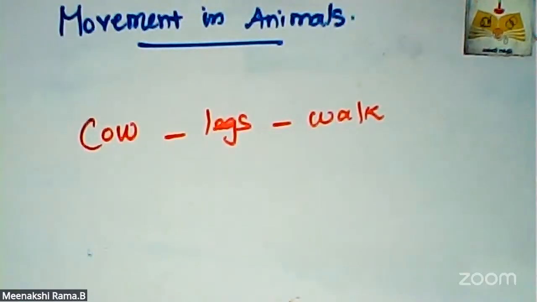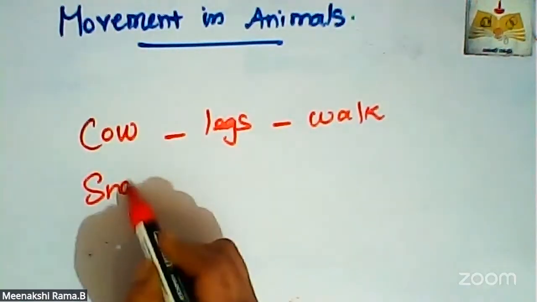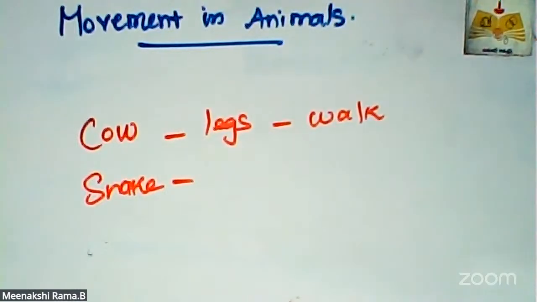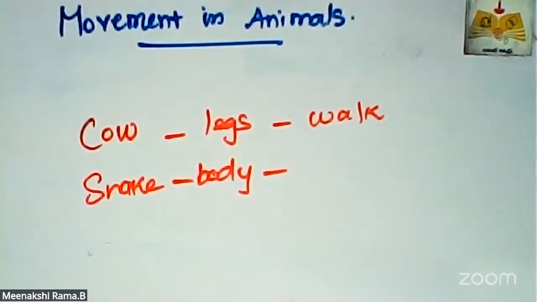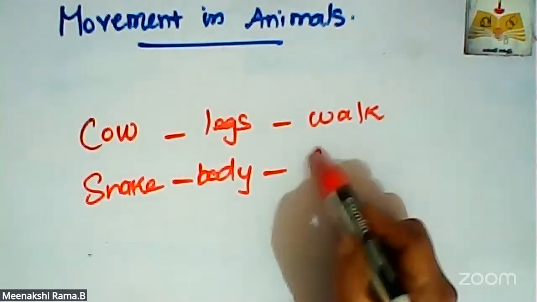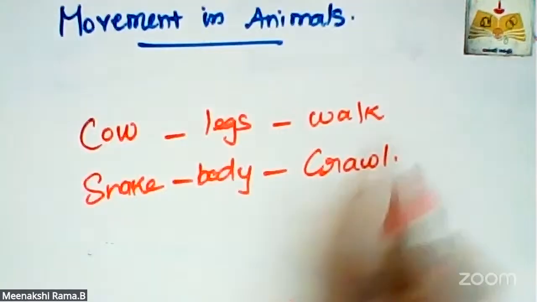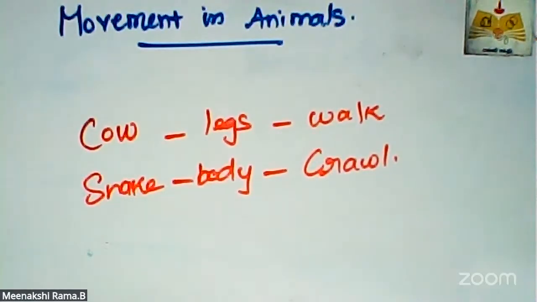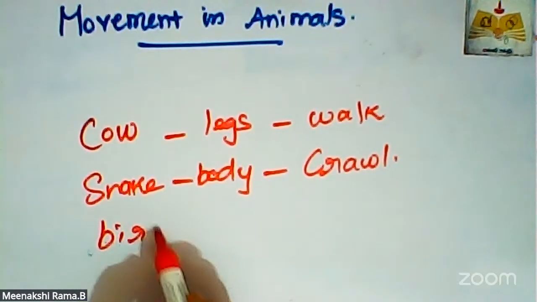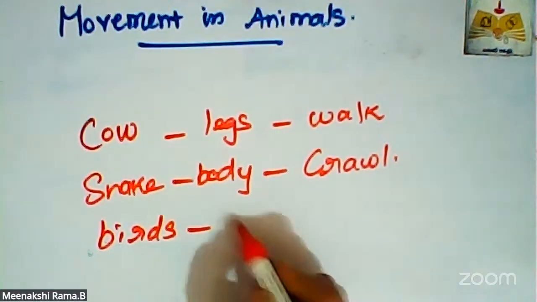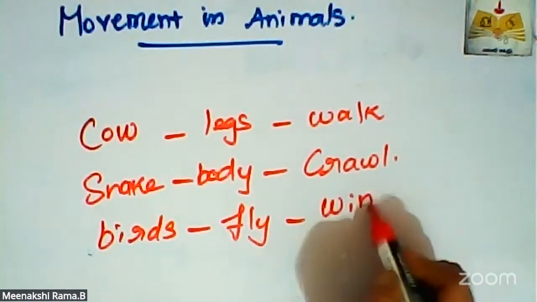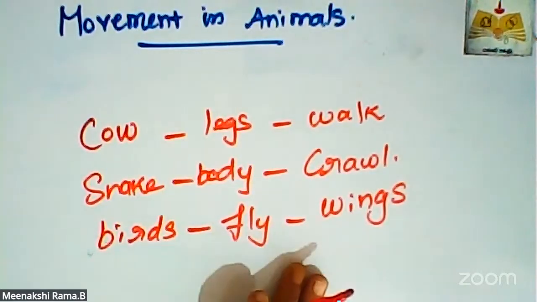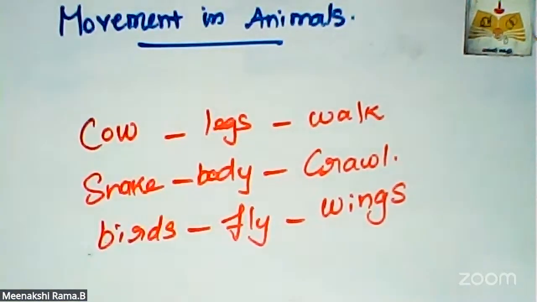And then snake, how do the snakes move? Yes, with the help of their whole body they move from one place to another place. That movement is called crawling. And next one, birds. Birds are flying using their wings. With the help of wings, the birds fly from one place to another.